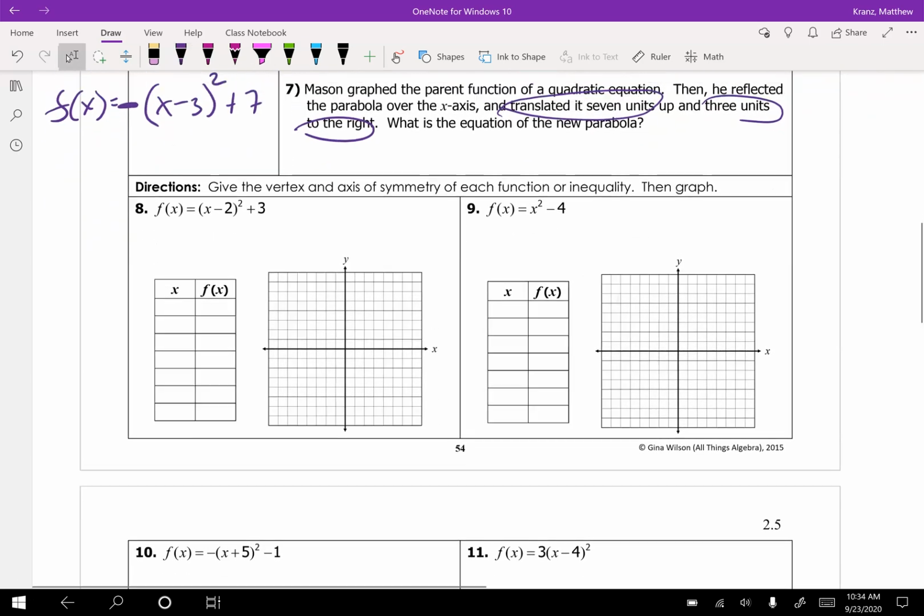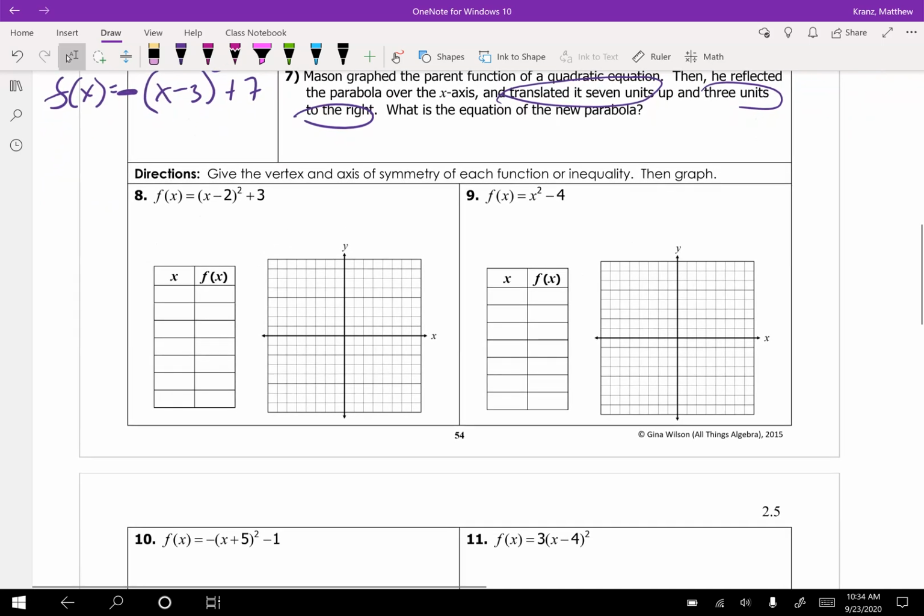Right, so give the vertex and the axis of symmetry for each function or inequality, then graph it. Well, we see here that the x is negative 2. So that means our vertex is located at 2, 3. So we have 2 and then 3 right there. We know it's going to be right side up, and our axis of symmetry is going to be x equals 2, because this is going to be the middle of our parabola.